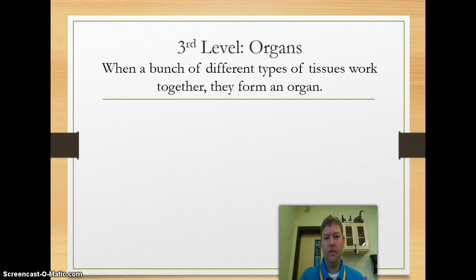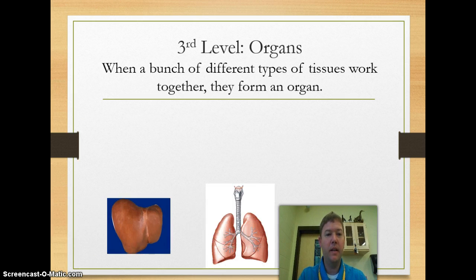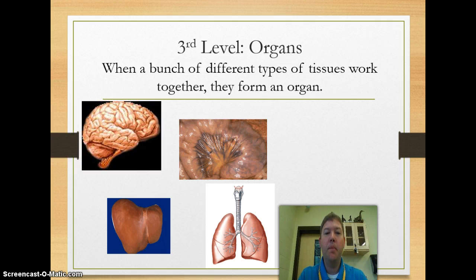Our third level is organs, the organs within your body. When a bunch of different types of tissues work together, they form an organ. So we're talking about things like your lungs, your brain, different organs within the body. Those are your tissues joining all together to form that organ.